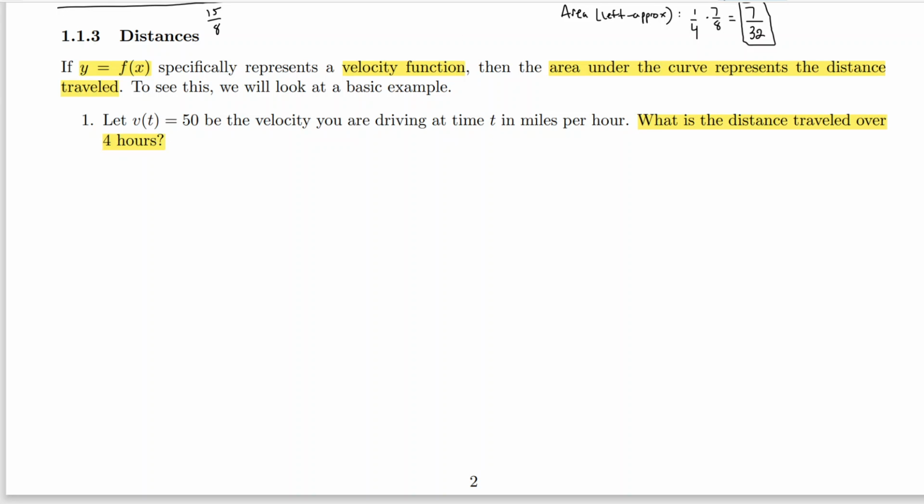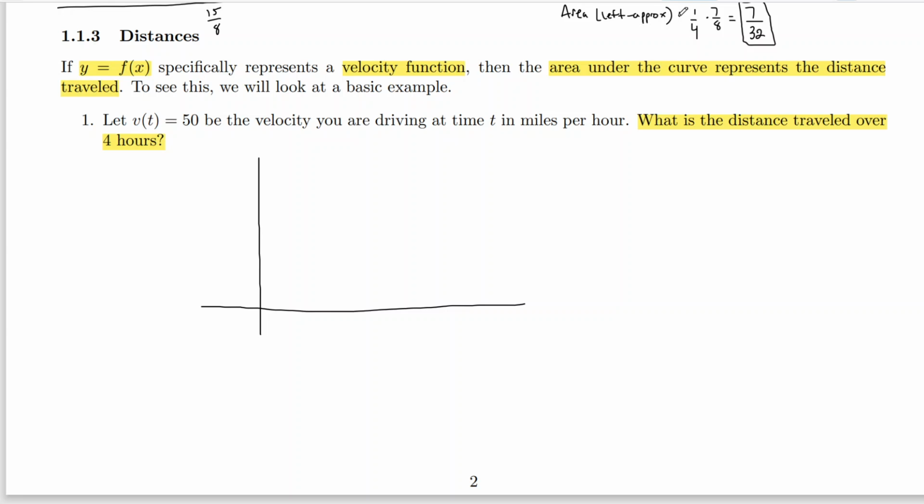Now, if you can kind of interpret this and maybe you come up with 200, and that should be correct because this is saying you're going 50 miles per hour. If you do that for 4 hours, it's just 50 times 4. But what we want to go ahead and do is relate this to the area under the curve.